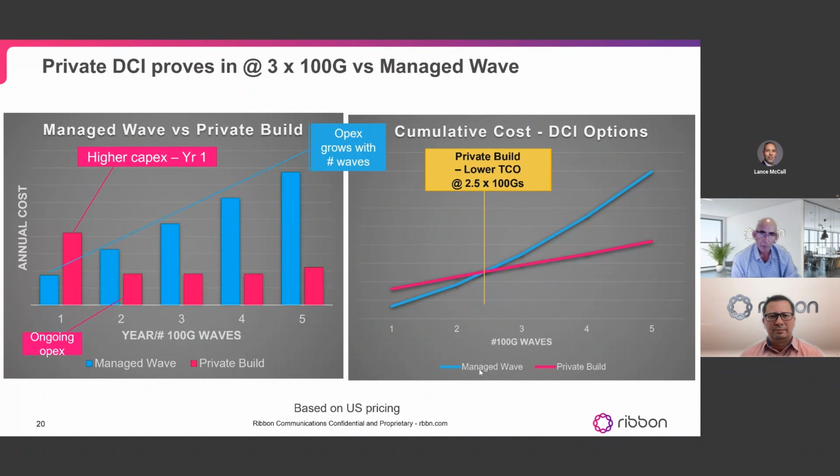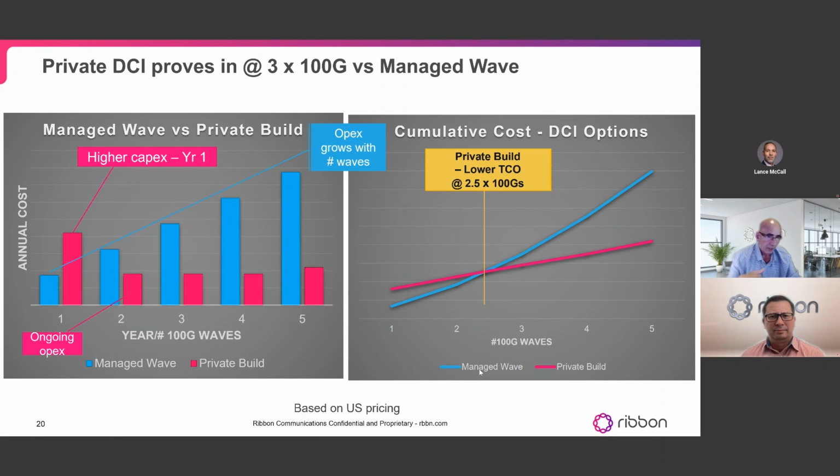But in the private build, the ongoing OpEx cost is flat and much lower, right? Now it's not zero, right? Some people may perceive, oh, I'm building my own network, I'm putting in all that upfront capital. And as I mentioned to you, a lot of components of OpEx there, including dark fiber being a big one. So it's lower, but not zero. So it's ongoing and it's fairly flat.